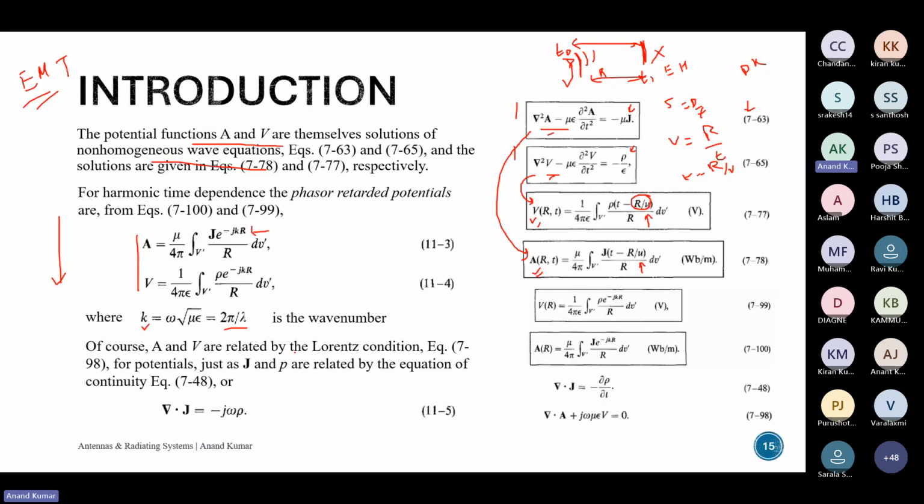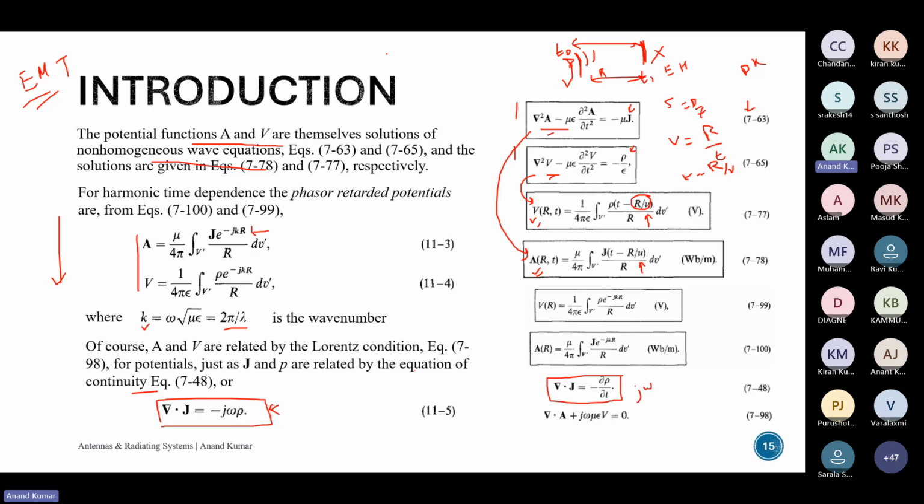Now, A and B are related by the Lorentz condition for potentials, and just as J and rho are related by the equation of continuity. So if you remember, this is the equation for continuity. Just recalling, this is how it looks in the time domain, and this is for the harmonic time, where we replace d by dt with j omega. So this is recalling all the equations that we have already seen in electromagnetic theory.